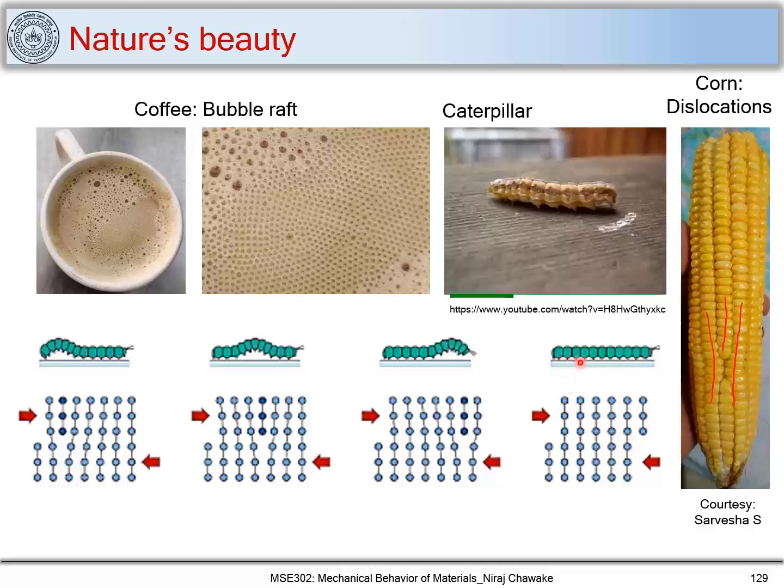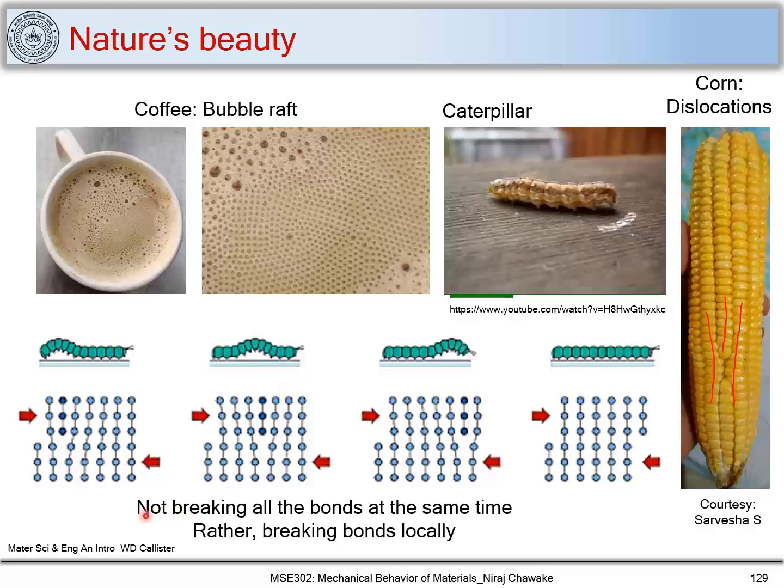And thus the caterpillar moves in this way. So you have locally breaking and making of bonds, which can be related to the motion of the caterpillar. All bonds are not broken at the same time, but rather there is a breaking of bonds locally. When there are dislocations in the crystal, the theoretical yield strength is much higher as compared to the experimentally observed yield strength, and we have related that to this local breaking of bonds, which reduces the energy needed to move the dislocation.